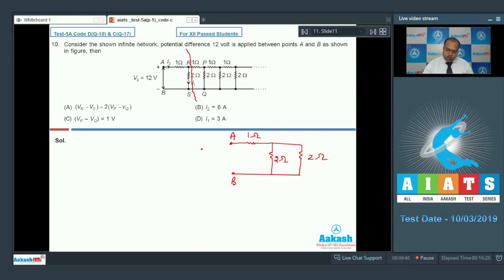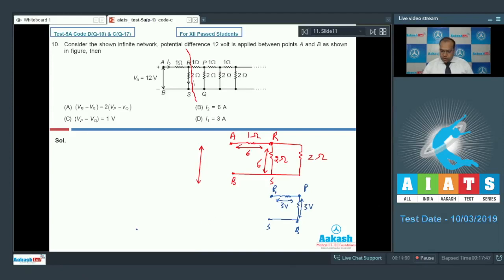So we can say that if 12 volt potential difference is applied between these 2 points, then 6 volt potential difference will come across these 2 points, and 6 volt potential difference will come across these 2 points, that is R and S. Now this 6 volt potential difference is further divided when I make this arrangement. So this point is P and this point is Q and this point is S, this point is R. Then this 6 volt is further divided as 3 volt and 3 volt and so on.